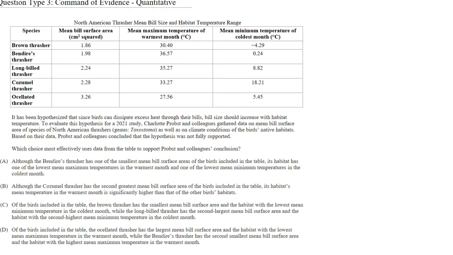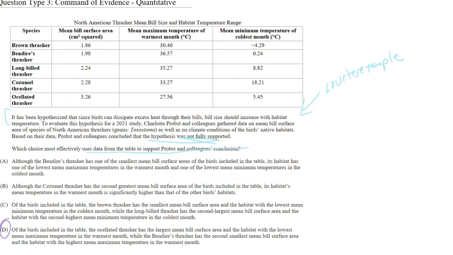Now let's take a look at question type 3, command of evidence quantitative. Take a second, see if you can answer this yourself. So which choice most effectively uses data from the table to support Probst and colleagues' conclusion? Well, Probst and colleagues are concluding that the hypothesis up here is incorrect. So we want to find a counterexample to this right here. And that is going to be answer choice D.